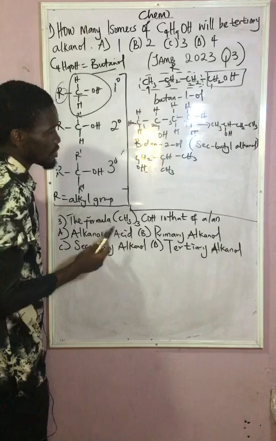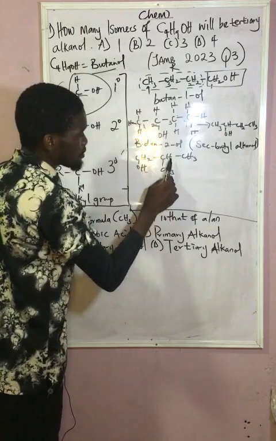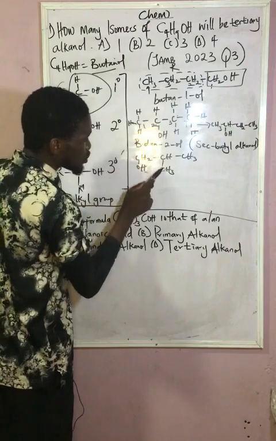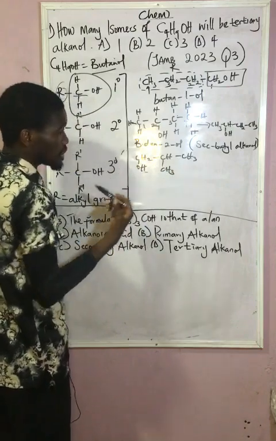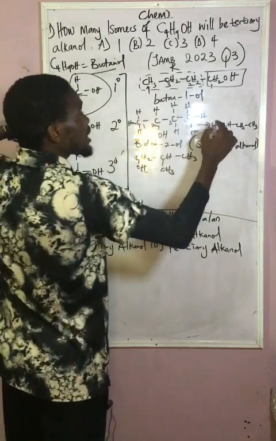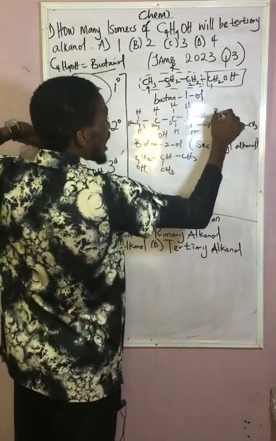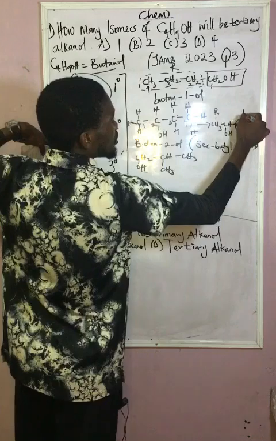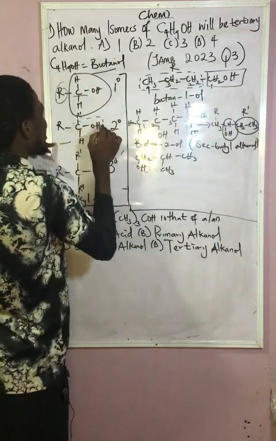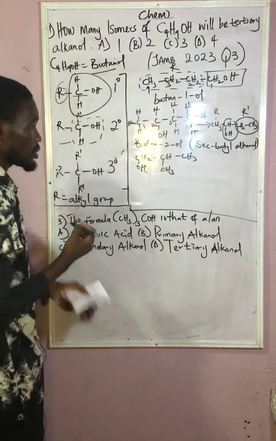So let's count. 3 plus 3, 6 plus 1, 7, 8, 9. The carbon atoms, 1, 2, 3, 4. We are getting there, and the OH. Are you with me now? So let's go back to this. This is R. This is R prime. Why is this CH what? Are you with me now?